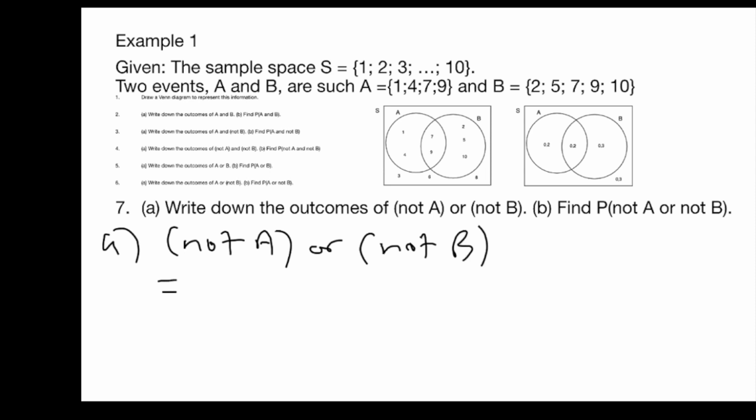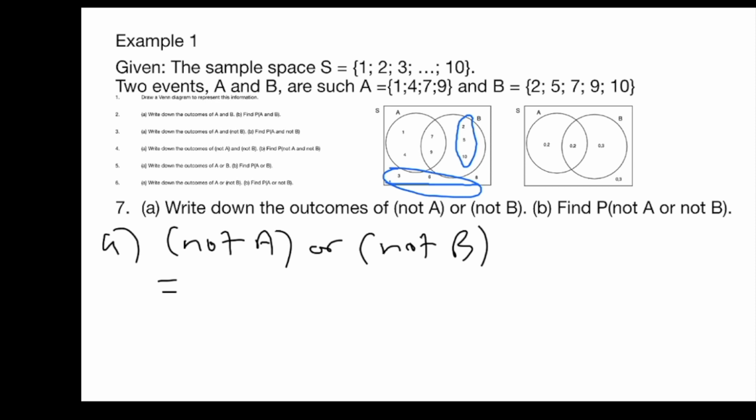Remember what this means is we take everything that is not in A and everything that is not in B and we put them together. So what is not in A? Not in A means clearly the 3, 6, 8 are not in A, and also the 2, 5, 10 are not in A. So these are not in A and those are not in A. So we take those and we shall put them together with everything that is not in B.